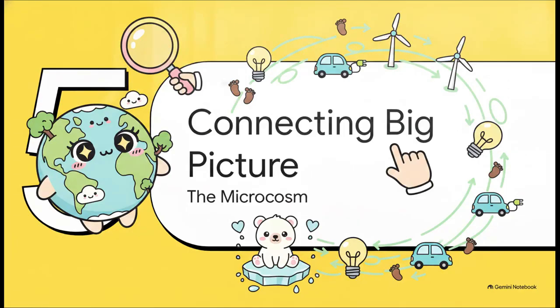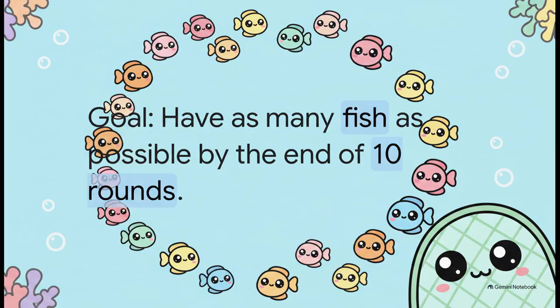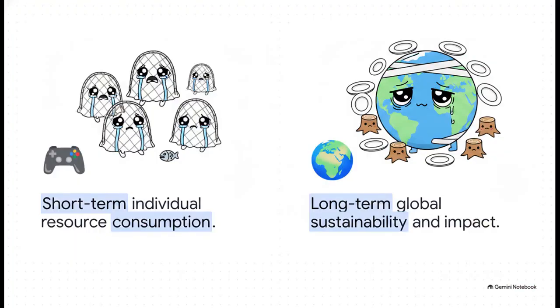Finally, Section 5. Connecting the big picture, the microcosm. In your coursework, you guys learned about the fish game. It's this brilliant, beautifully simple simulation of our real-world resource challenges. The core objective is super straightforward. Just have as many fish as possible by the end of 10 rounds. But as you probably noticed when you played, a really direct parallel starts to emerge.